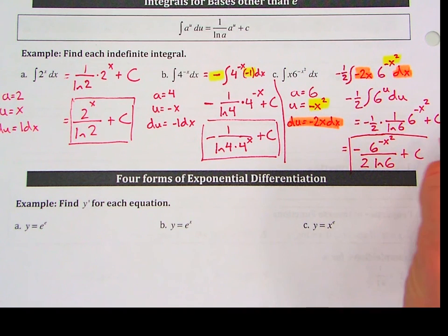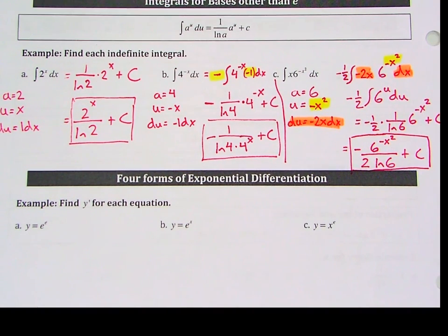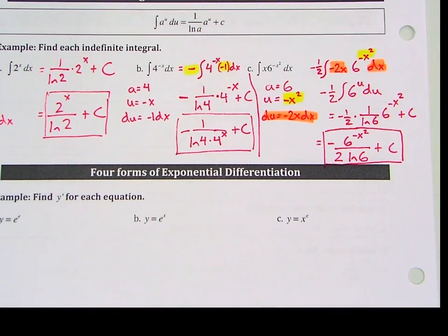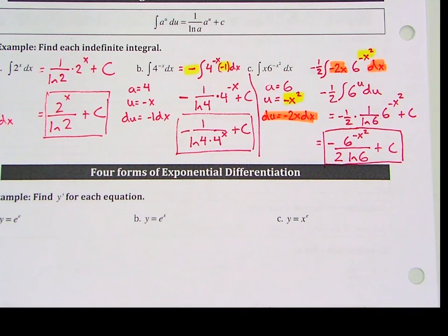Shouldn't we bring that 6 to the negative x squared down? You can. Or you can just leave it there. If you brought it down, where would it go? It would just go after. Couldn't you do 6 to the x squared, like 12 x squared? No, because the exponents are different.